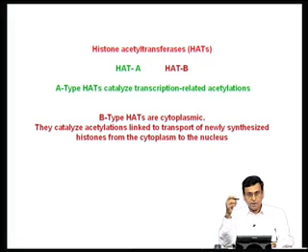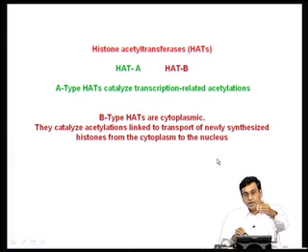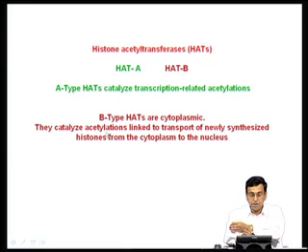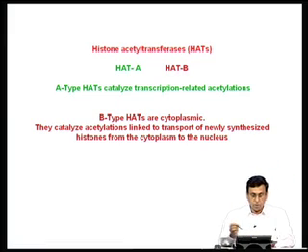And it soon became clear there are actually two types of HATs. There are two types of histone acetyltransferases. One is called HAT A, another is called HAT B. Now the A type HATs catalyze transcription related acetylations. So they have a very important role in the regulation of gene expression. The B type HATs are cytoplasmic, and they catalyze acetylations linked to transport of newly synthesized histones from cytoplasm to the nuclei. So newly synthesized histones get acetylated and then transported to the nucleus by B type HATs, whereas the A type HATs stay in the nucleus and are involved in the modification or acetylation of histones at the chromatin.